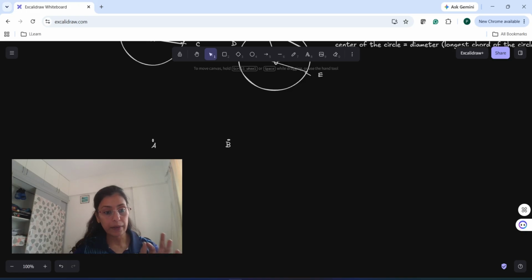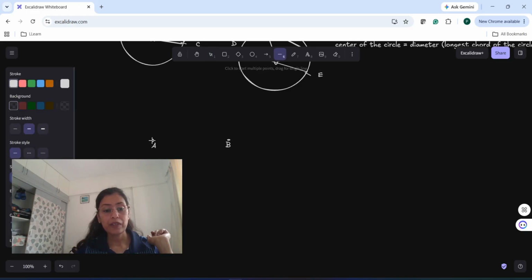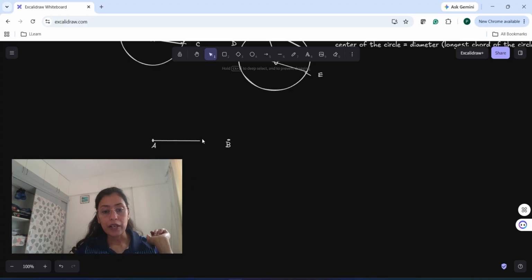We'll utilize the properties that we have learned until now. What is the property that we have learned? We have learned that the center is at equal distance from any point which is on the circle. Now I am saying you have to make a circle which passes through A and through B. So this means I should find a point which is at an equal distance from A and equal distance from B. How can I do that?